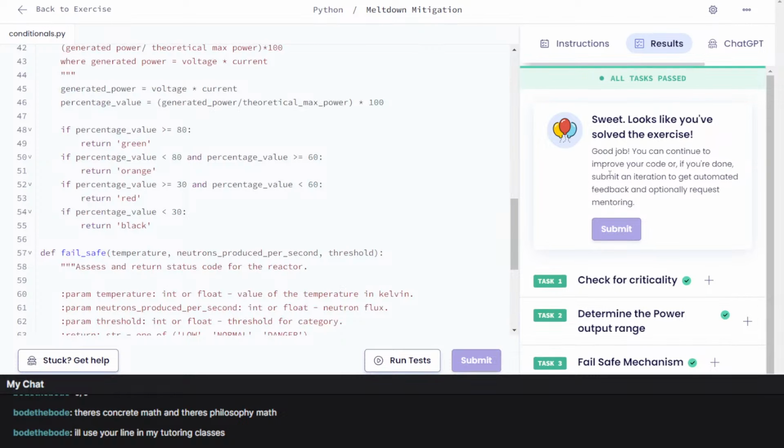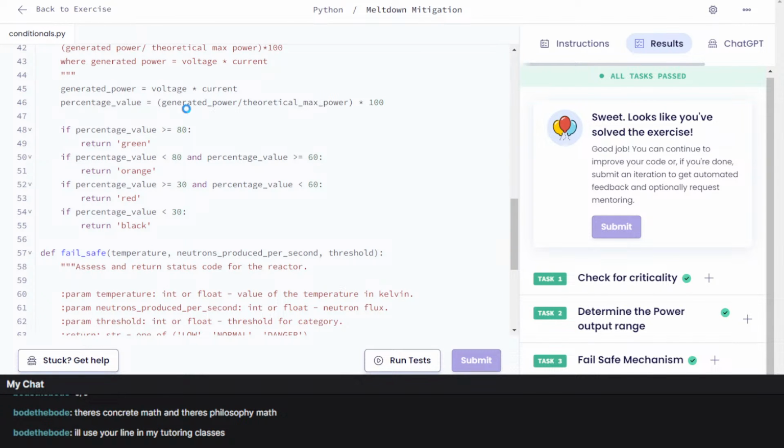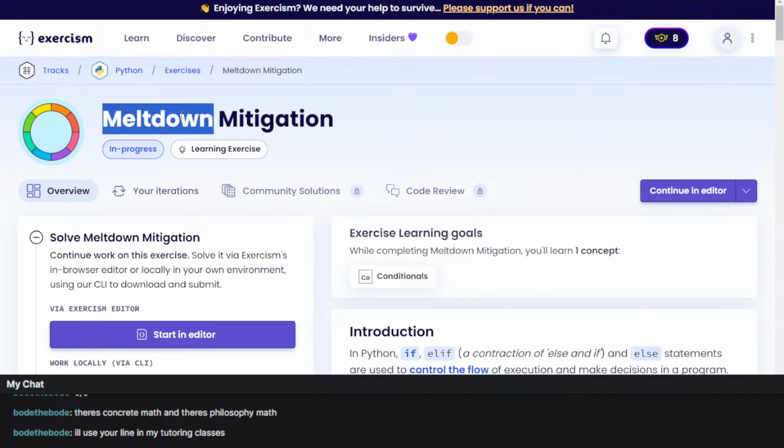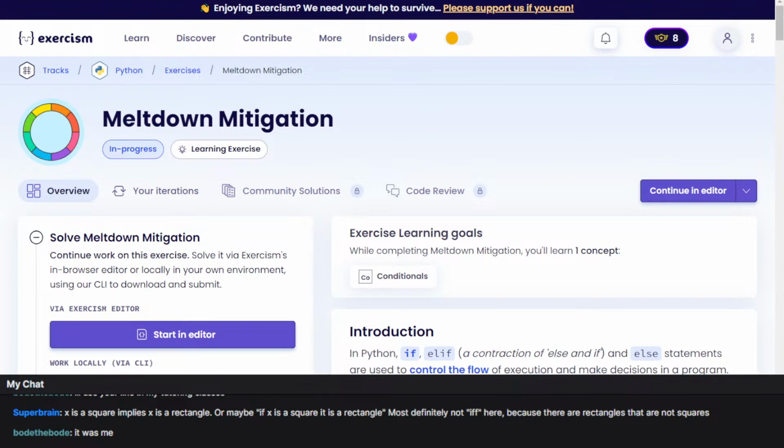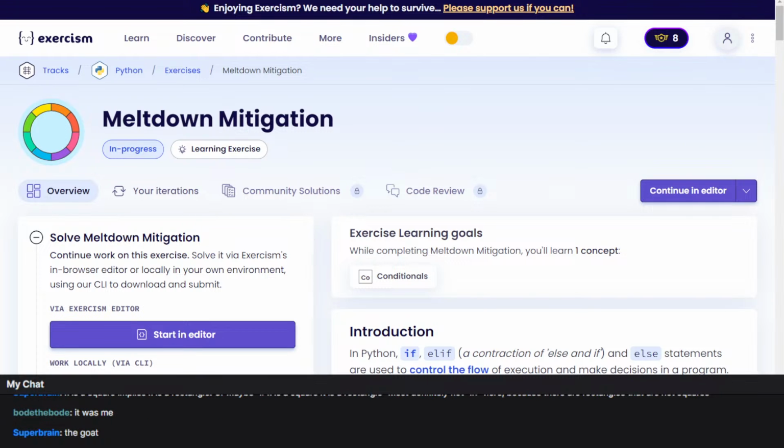Alright, well, I'm so happy I got past the meltdown. I was about to have a meltdown. Thank you, Superbrain, or thank you, everyone. Who was the first one who was saying, just do it anyway? I think it was Bode. Superbrain says x is a square implies x is a rectangle. But you all contributed. Or maybe if x is a square, it is a rectangle. Most definitely not iff here, because there are rectangles that are not squares. So you might be the first one, but everyone contributed to giving more detail to help me understand it better. So thank you guys all for mitigating my meltdown.